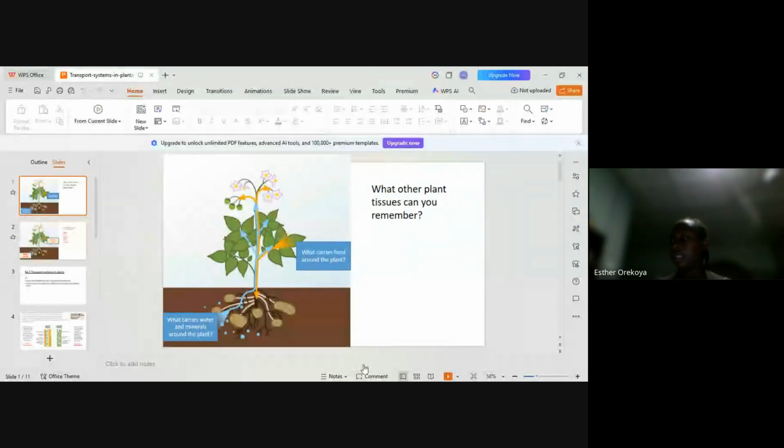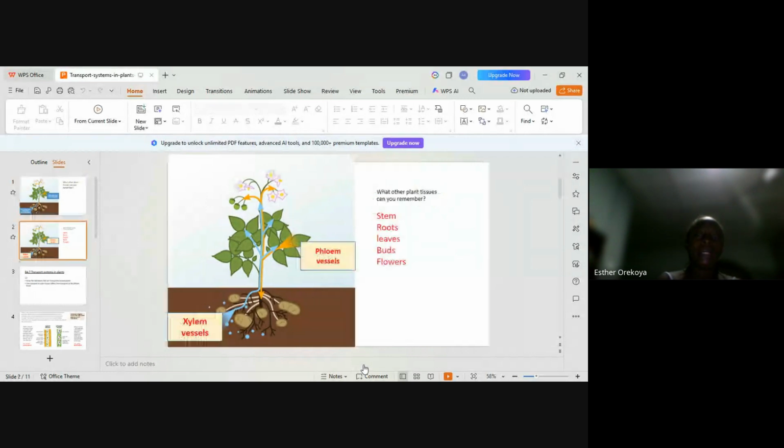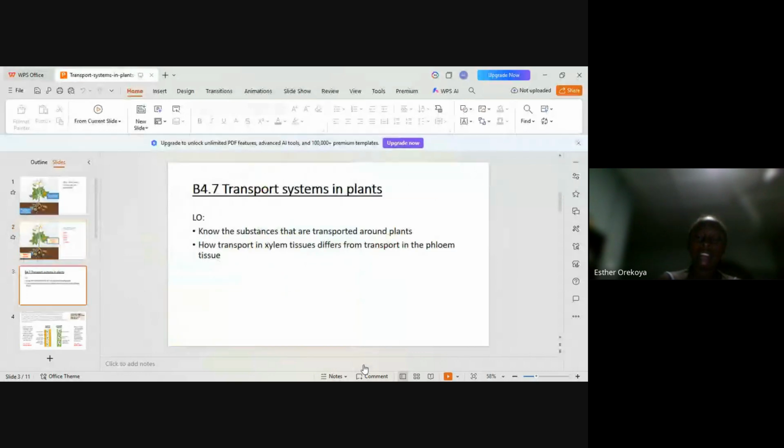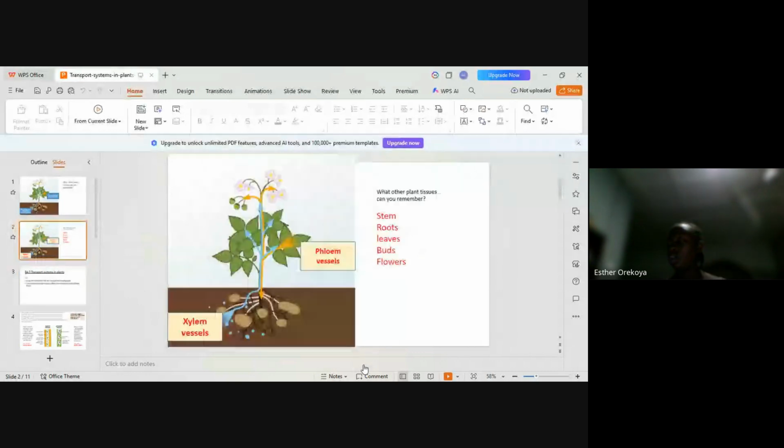Transport system in higher plants. So what carries food around the plants? What carries water and minerals around the plants? The phloem and the xylem are responsible for doing that respectively. So let me go on to explain. At the beginning of the class, I defined transportation, transport system, and so on. Now, in plants also, materials are transported.